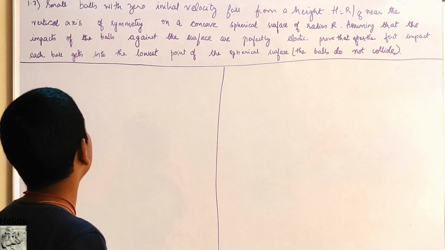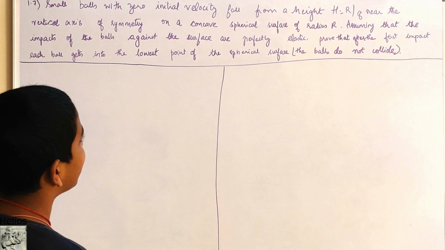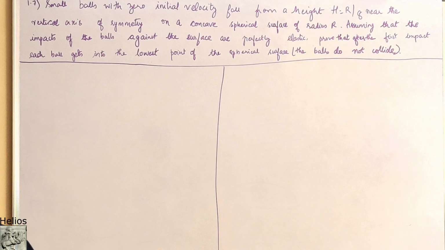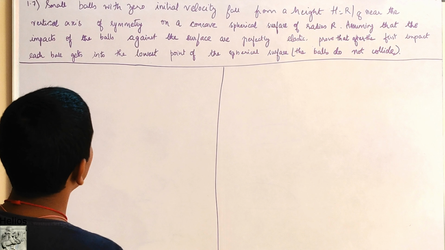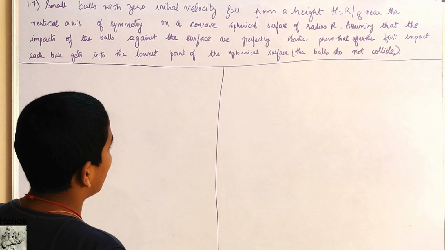Let's solve this question. Small balls with zero initial velocity fall from height h equals r by 8 near the vertical axis of symmetry on a concave spherical surface of radius r.